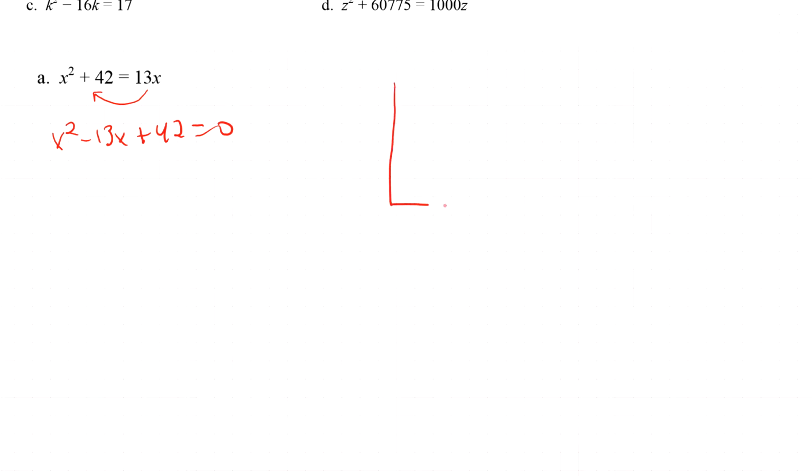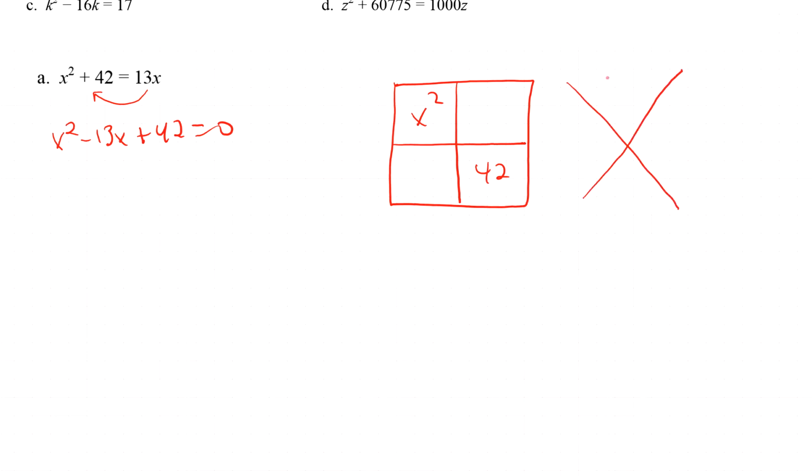So we use our factoring. So we've got x squared here, 42. And so I want factors of 42 x squared to add up to negative 13x. And I already know what these are going to be. It's going to be negative 6x and negative 7x.